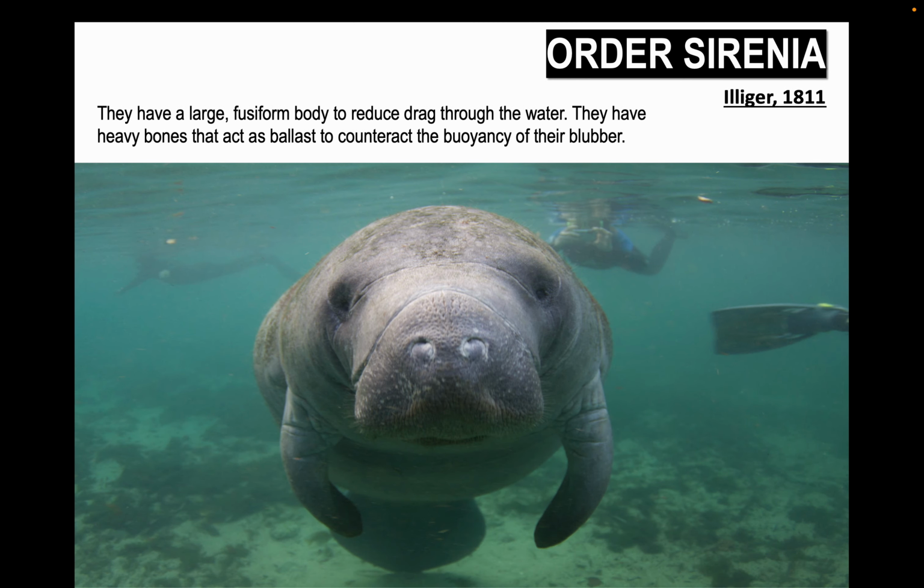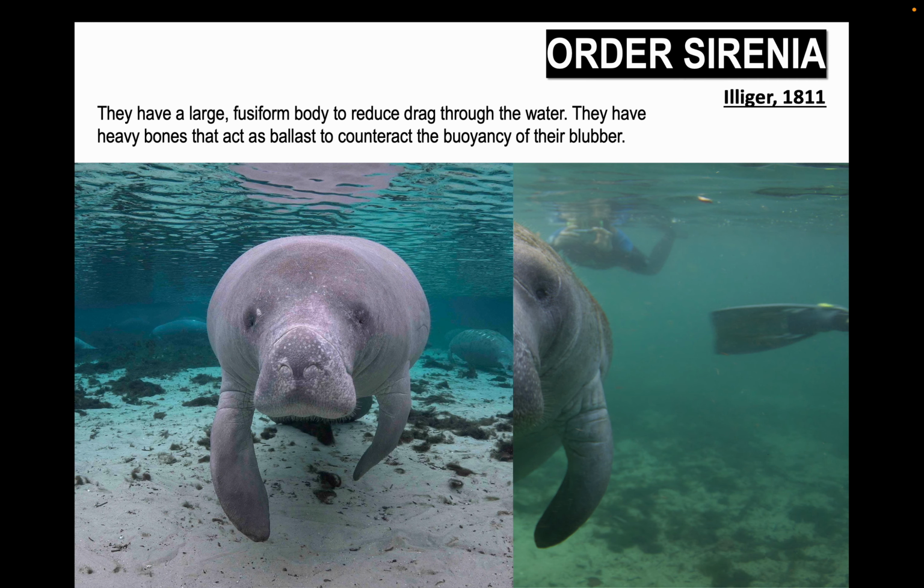Then the order Sirenia, they have a large fusiform body to reduce their friction when swimming in water. They have heavy bones that act as ballast to counteract the buoyancy of their blubber, so that they don't really go on the surface, no? That they don't float inadvertently.